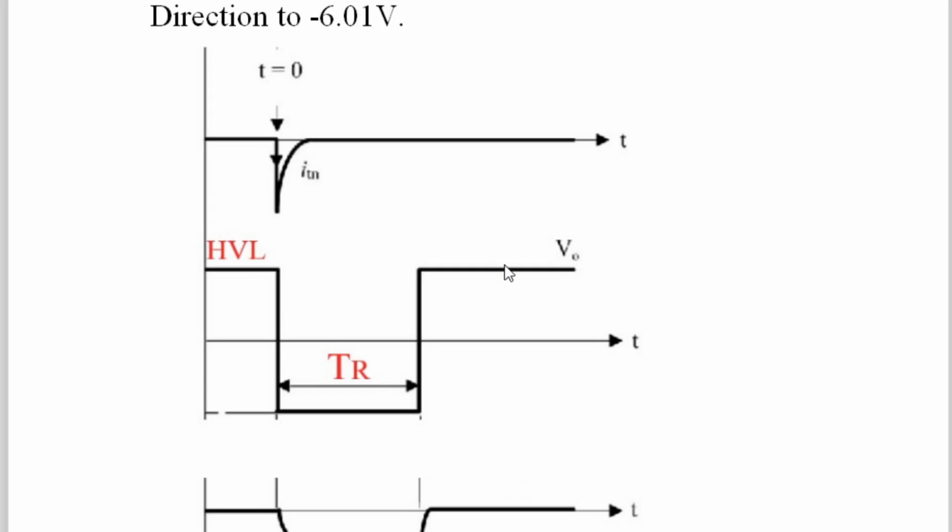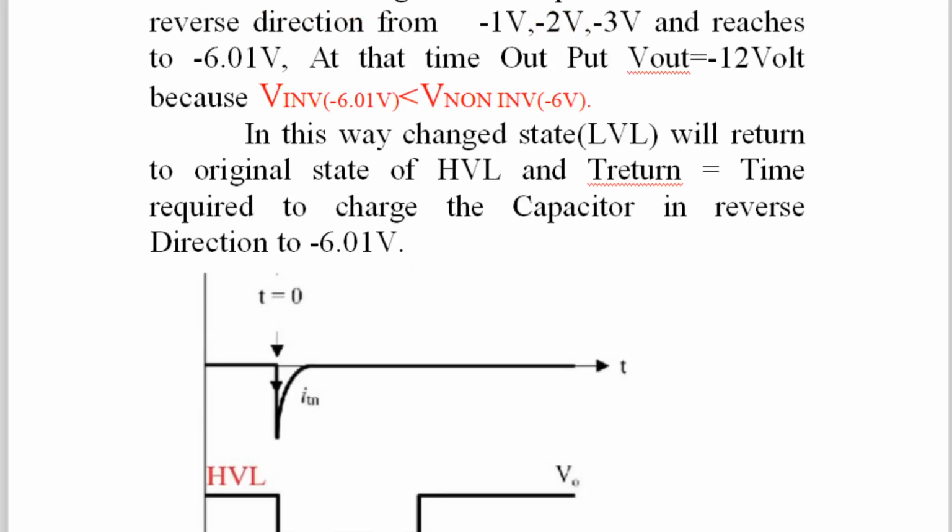This is what I explained to you in the beginning. What is the logic of the monostable multivibrator? The output of the monostable multivibrator remains in only one state permanently, either logic 0 or logic 1. This state can be changed by applying the trigger to go to another state. But when you remove the trigger, after some time, the changed state will come back to its original state, and that time is called T return. So now we'll see here.